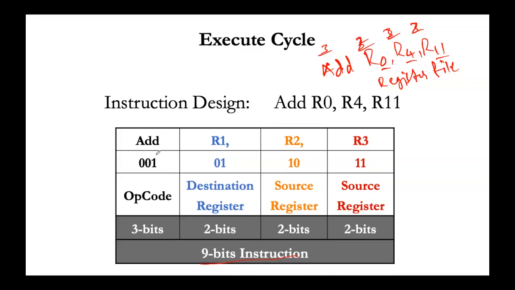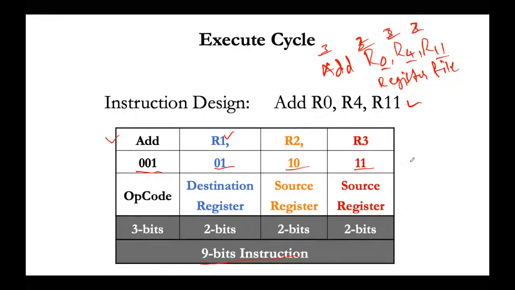So then the code for addition, if it is the first one in the arithmetic logic instruction set, is given as 001. For the R1 register, the binary representation is 01. For the R2 register, 10. For the R3 register, 11. So the total code in terms of binary is the instruction design. For execution purposes, this mnemonic, this instruction set, will be written in binary form. When we talk about computer arithmetic, we talk about instruction encoding or binary encoding.